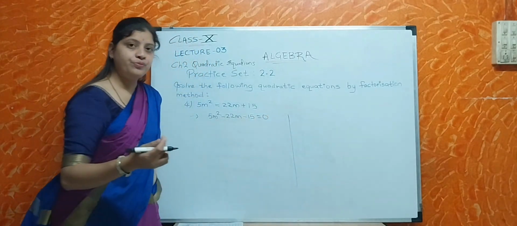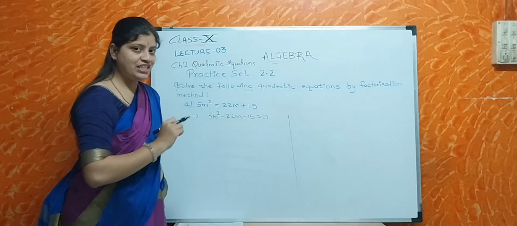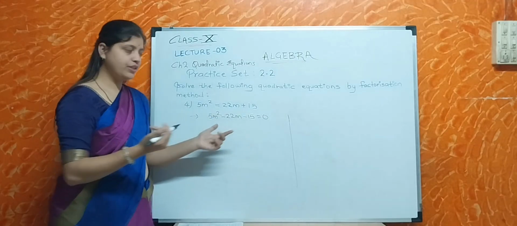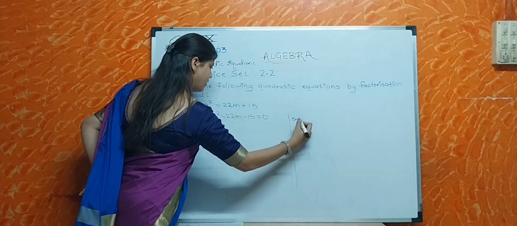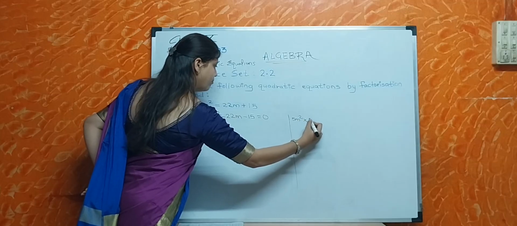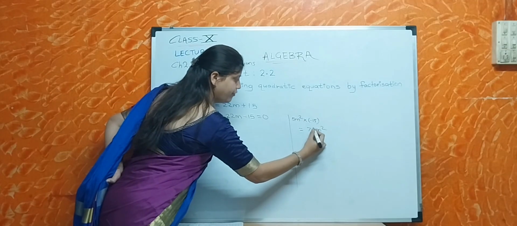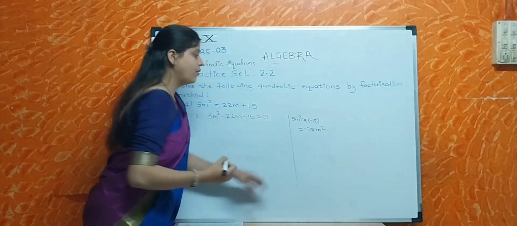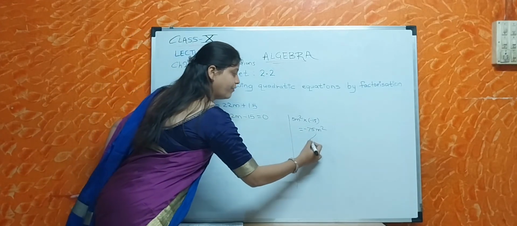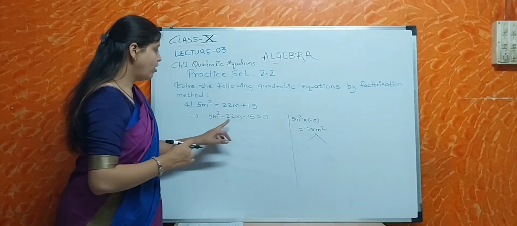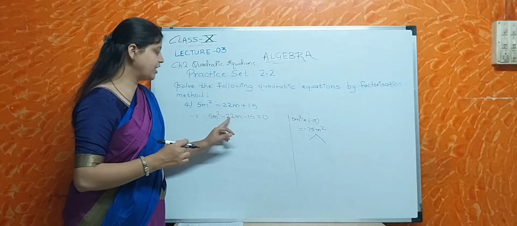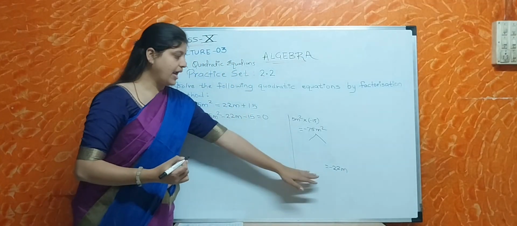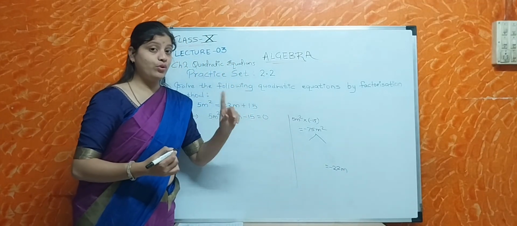Now the first step of solving the equation by the factorization method is first term and last term multiplication. That means 5m square into minus 15, that is equal to minus 75m square. We want the factors of this number, and also the addition or subtraction here we want is minus 22m. The middle term we want addition or subtraction of that same both numbers.